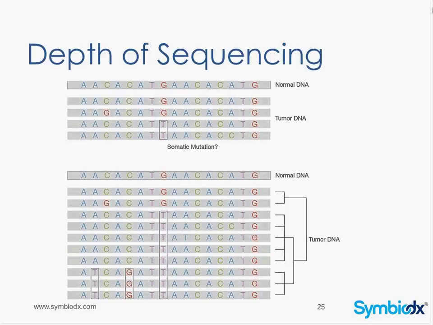At the top of the slide we're looking at one little segment of sequencing data. This is our reference normal DNA, and this is the tumor DNA. In this picture, we have 4 sequences below normal, and we can see right here there's an abnormality: there's a T instead of a G. So we wonder, is that real? Is that a true somatic mutation? This could even be a germline mutation, a patient who's heterozygous at this spot, but it's really hard for us to tell if we only have 4 sequences.